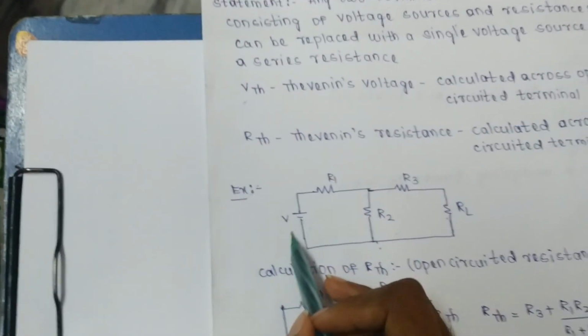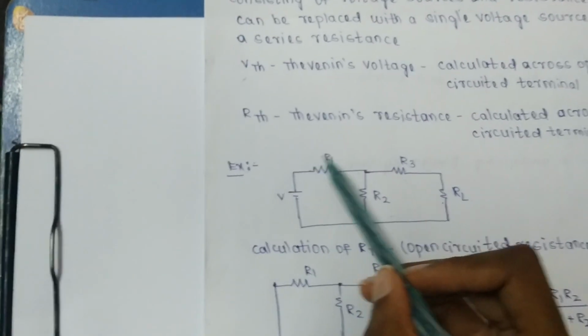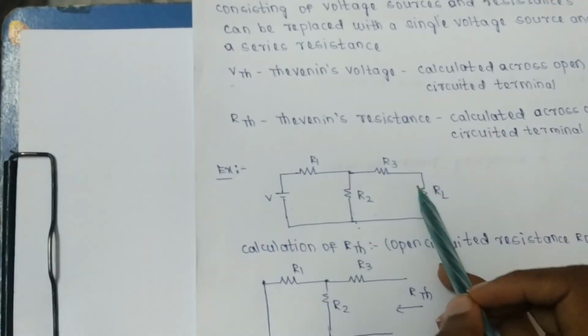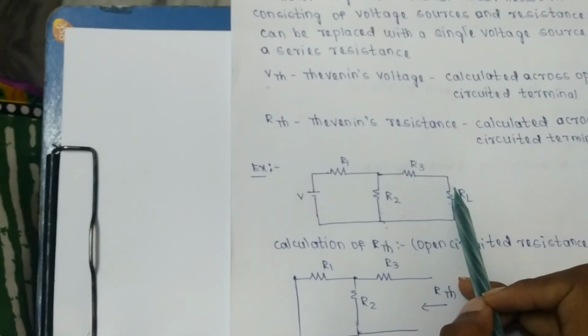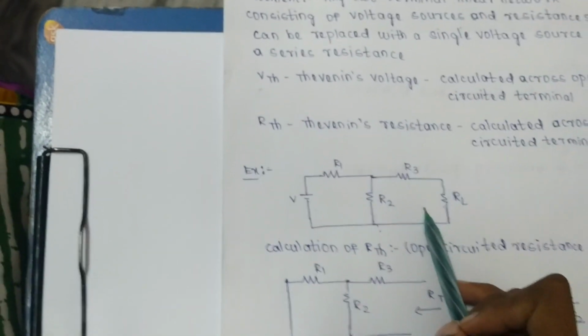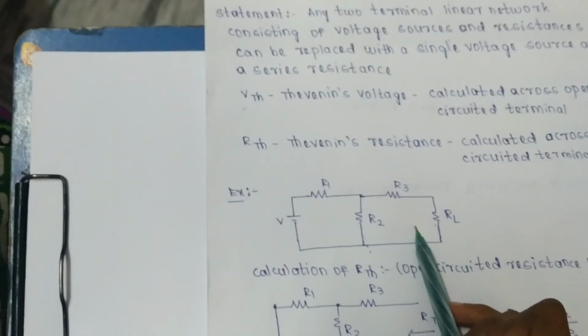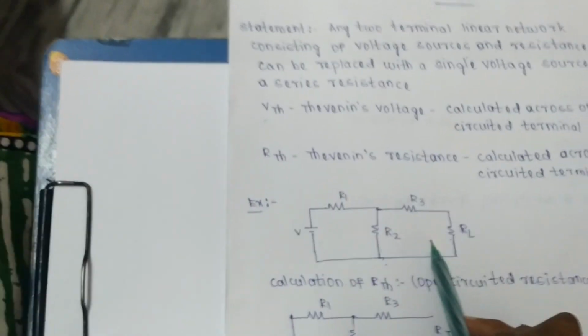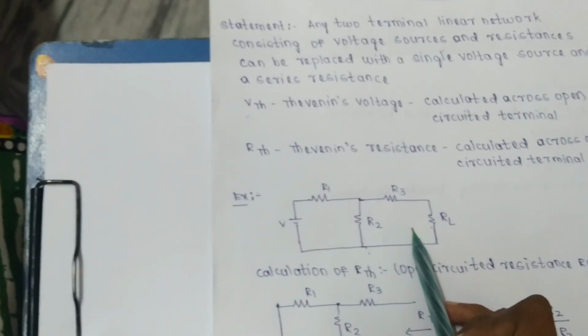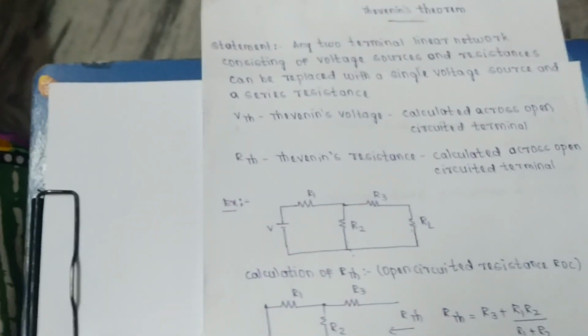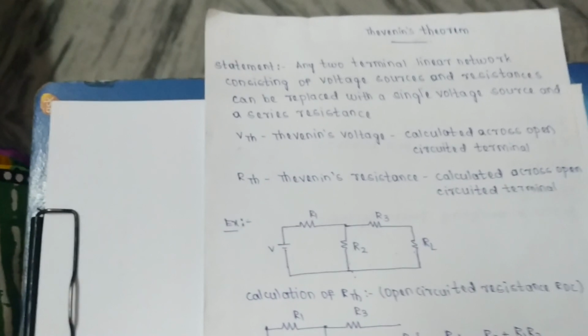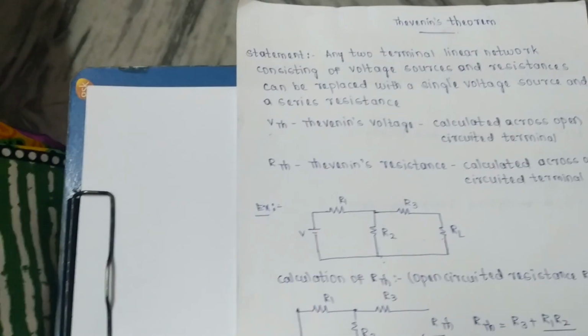Now, first step, let us think the given diagram is this. We have one voltage source and resistances R1, R2, R3 and one load resistance. In order to convert the given circuit into its equivalent Thevenin's circuit, first we need to find Thevenin's voltage, then we need to find Thevenin's resistance, then place the voltage source with a series Thevenin's resistance and then the load. Then you need to find the current across the load resistance.